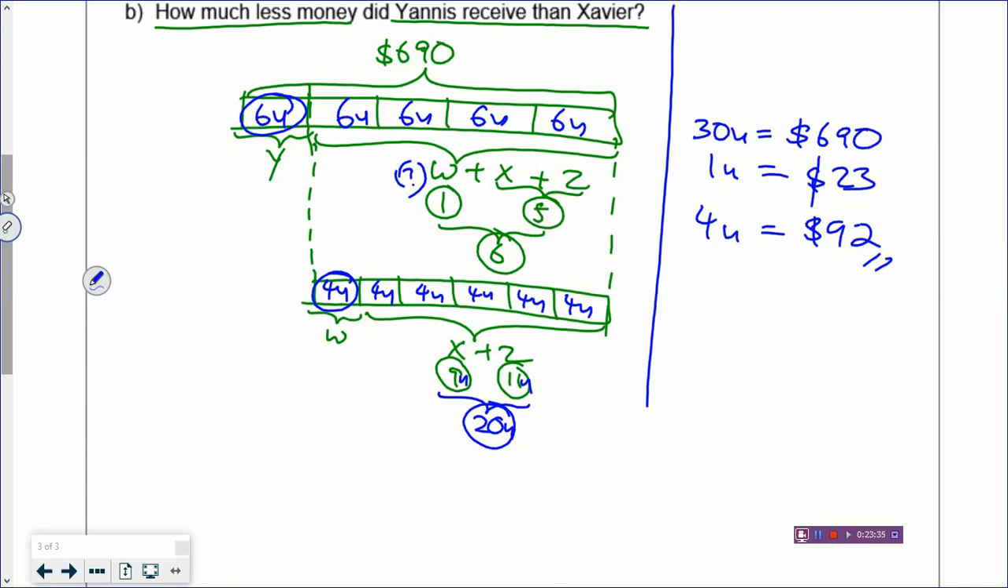So how much less did Yanis receive than Xavier? Xavier has 9, Yanis has 6. So how much less? Yanis has 3 units fewer, and 3 units fewer will be 23 times 3. 1 unit is $23, and you times 3, so Yanis has $69 less than Xavier, and you have solved the problem. Got it?